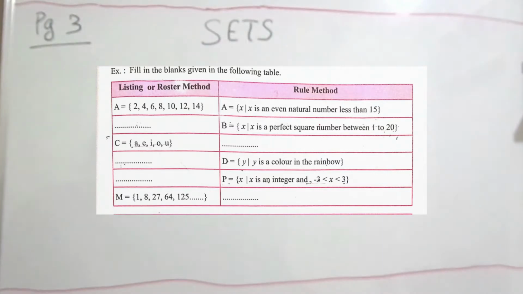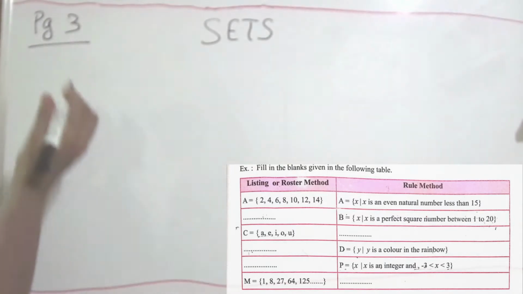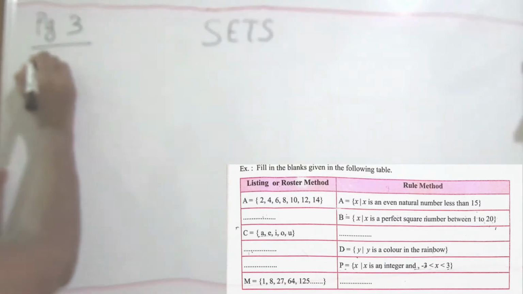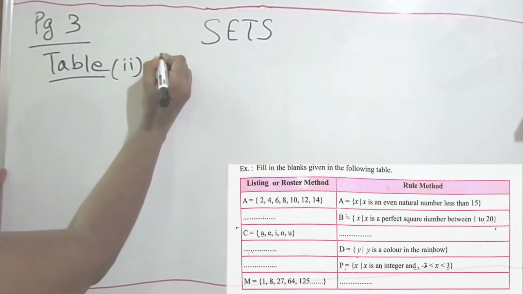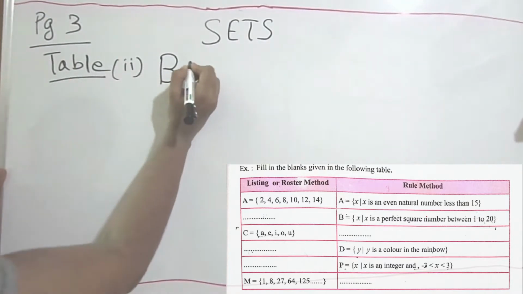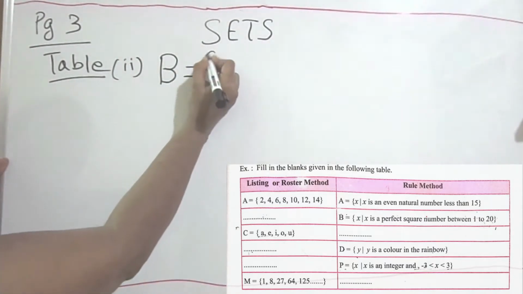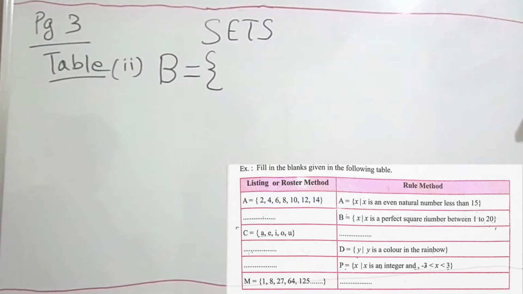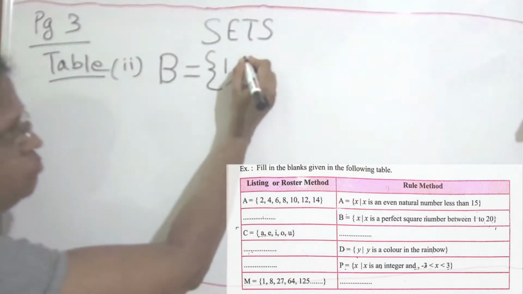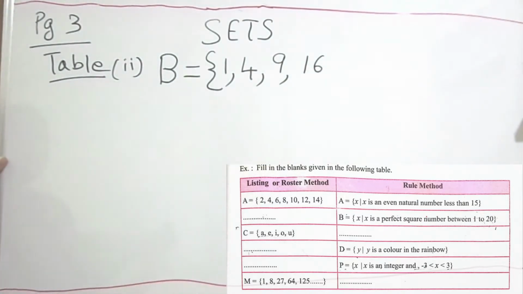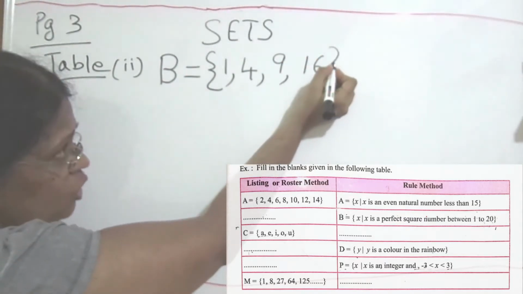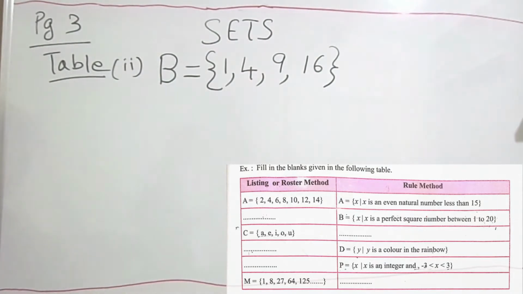Let us start. First, how do we write? What are the rules? You have to write the name of the set. This is the table sum. The second one. Write the name of the set. The name is given to you in the set builder form, B. So use the same name, equal to. Open the brace bracket. Now, what are the elements of this set? All perfect squares between 1 to 20. Which are they? 1, 2 square 4, 3 square 9, 4 square 16, 5 square 25. But they are saying between 1 to 20, so 25 will not come. It is above 20. Close the bracket. So we have included the elements.